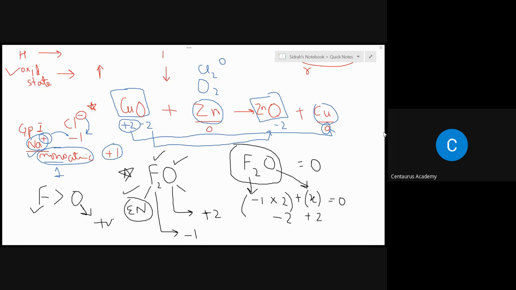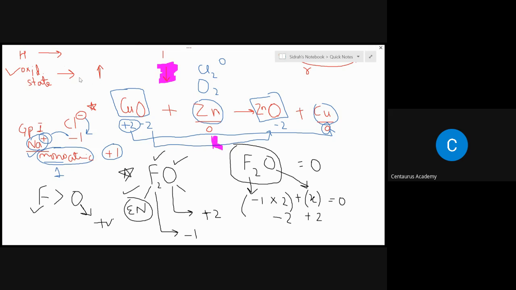Yes, Ayan. Decreased. So whenever the oxidation state decreases, we say it is a reduction reaction. Okay, this is a reduction reaction. Now let's look into the next counterpart.